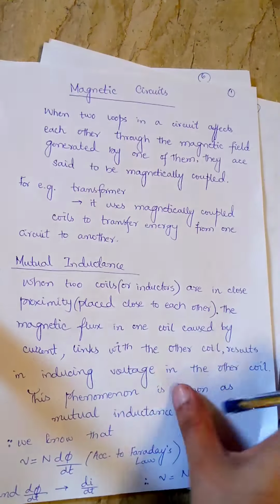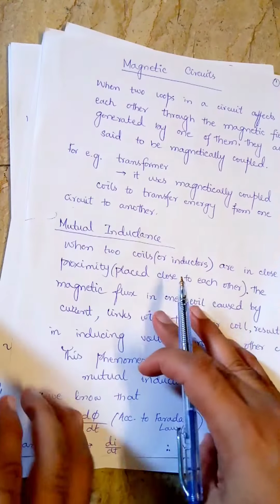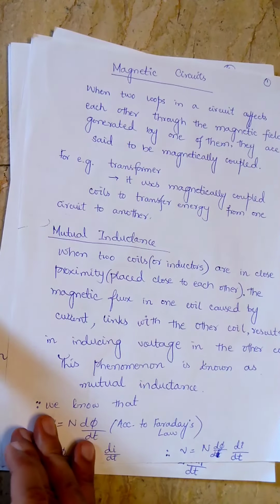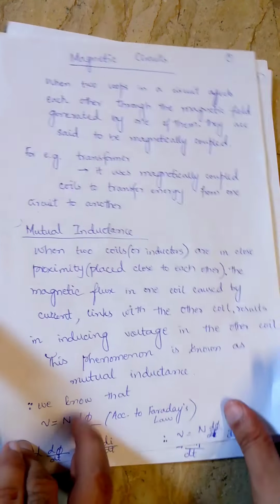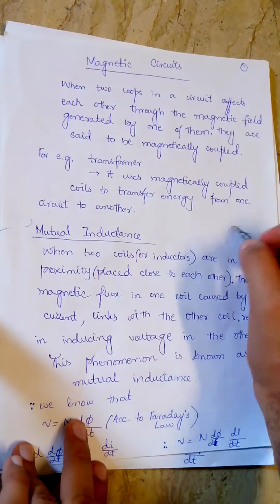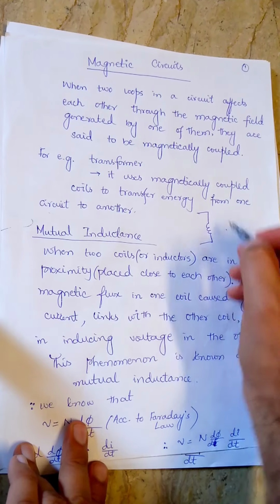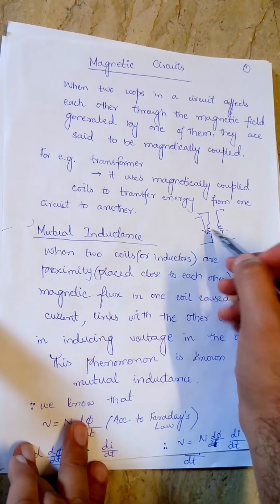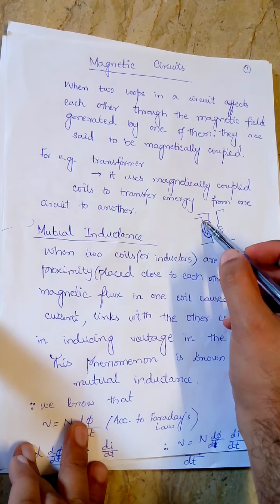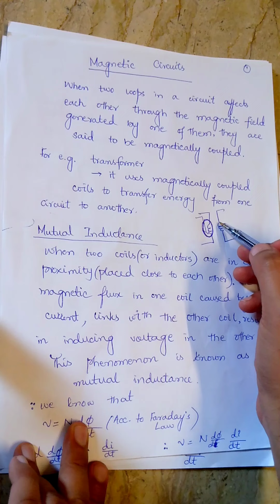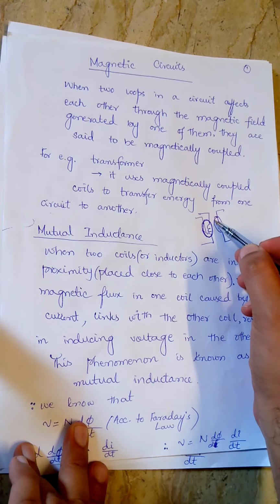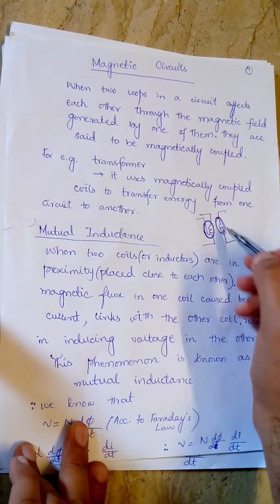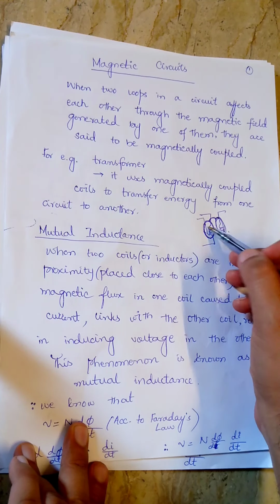So for example, whenever there are two coils which are magnetically coupled, they cause a mutual inductance phenomenon. Let's take the example of a transformer. Let us consider a transformer over here. Whenever there is a change in current in this coil, the flux in this coil would change, right? And this is another coil whose magnetic flux would be affected by the first one.